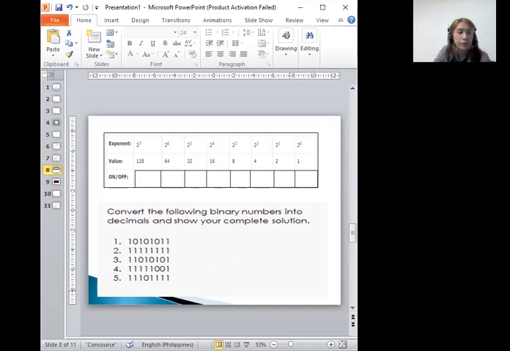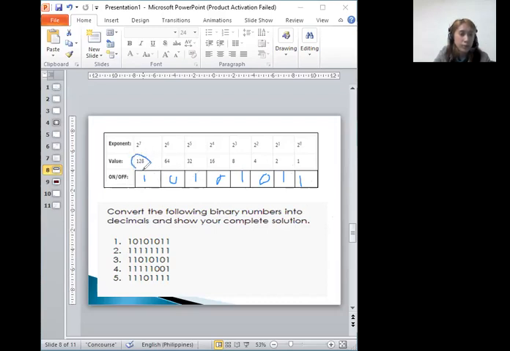For example, we're going to find the decimal of the following binary numbers that are shown on our screen. For number 1, we have 1 0 1 0 1 0 1 1. Again, we're going to add only the on transistors.